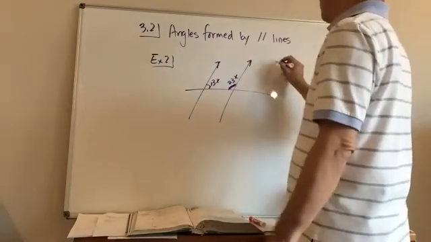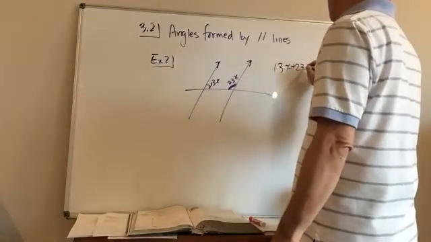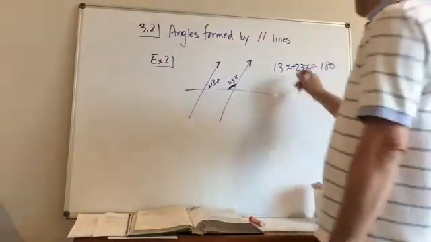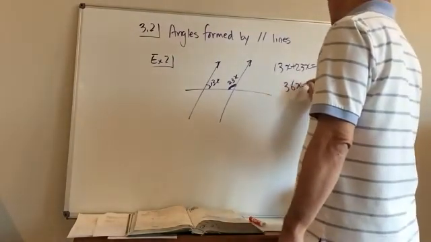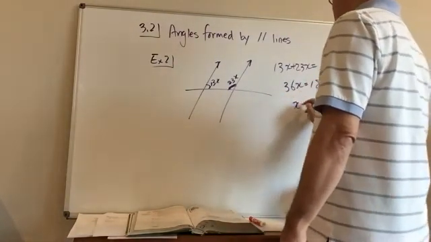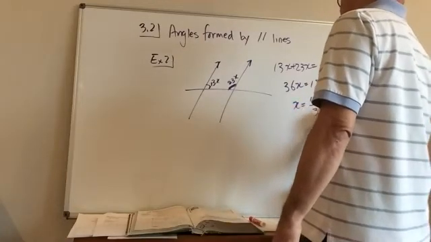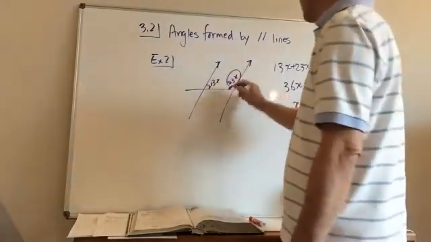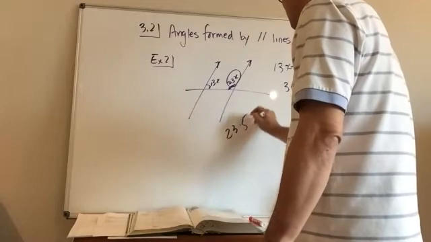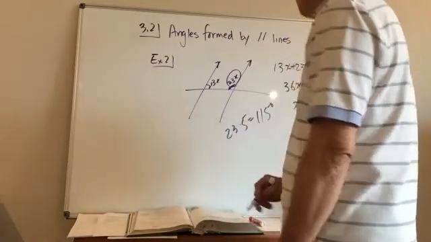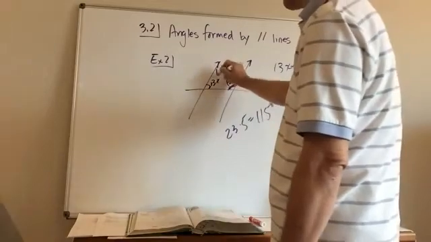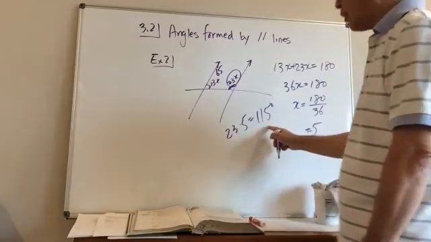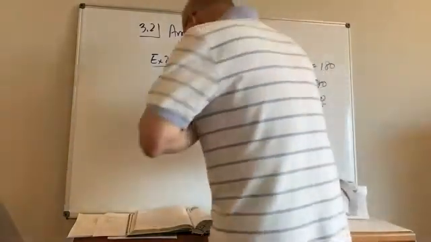So you would have 13x plus 23x is equal to 180 degrees since they're supplementary, right? So we're going to add these two together. We get 36x is equal to 180. X is going to be equal to 180 divided by 36, which is 5. So x is equal to 5. Therefore, this guy here, 23 times 5 is going to be 115. And if you calculate this guy, it's going to be 65. So 65 plus 115 indeed is 180, as it should be. Okay. So that's example number 2.